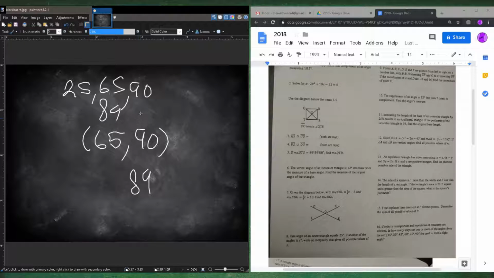It's like switching these two angles around. So now this would have to be 66, right? That's all you have to do. So basically, it's just that simple. This is how we get the answer. So the answer for number 8 is 65 to 90, but not including 65 to 90.